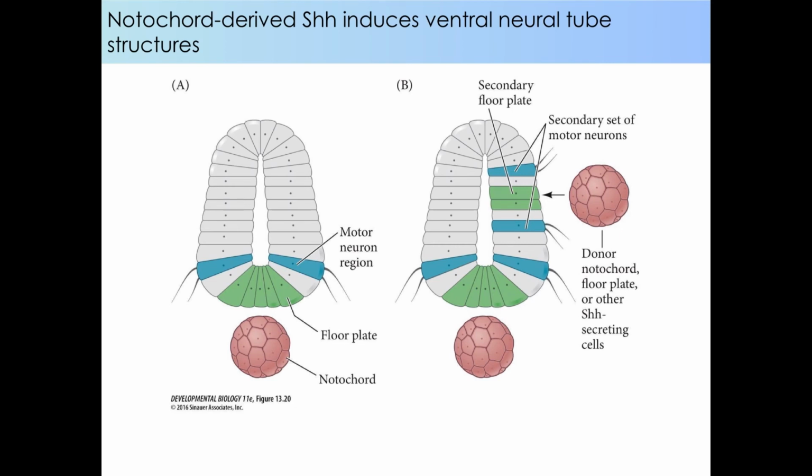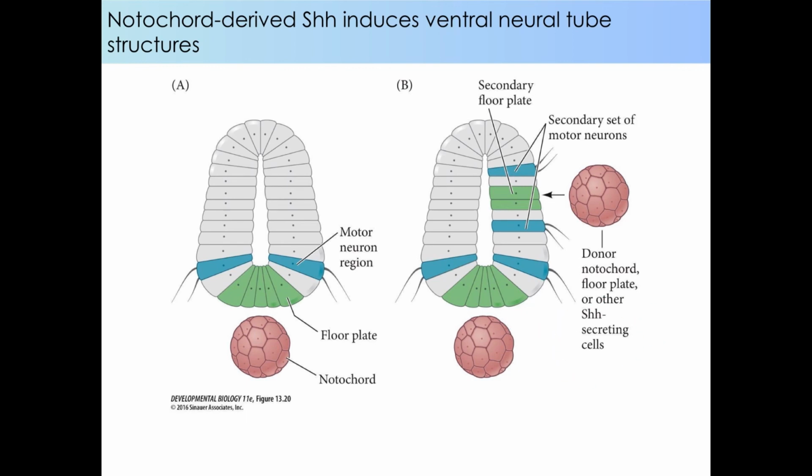The role of sonic hedgehog as a morphogen that's important for the patterning of the neural tube has been confirmed by transplantation experiments. If a piece of notochord is placed on the lateral side of a neural tube where it's not normally found, you can see that a new secondary floor plate forms at that lateral side, and that secondary floor plate is flanked by motor neurons. The same result can be obtained if a bead that secretes sonic hedgehog is used instead.